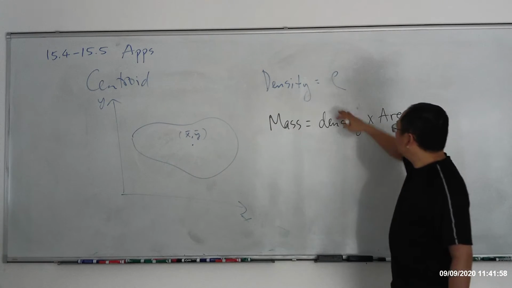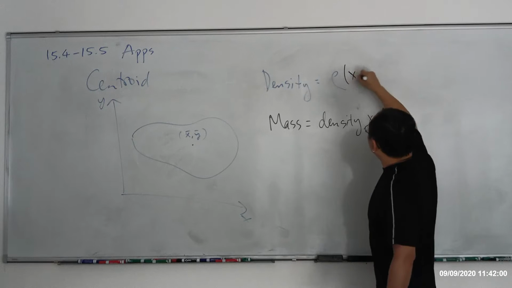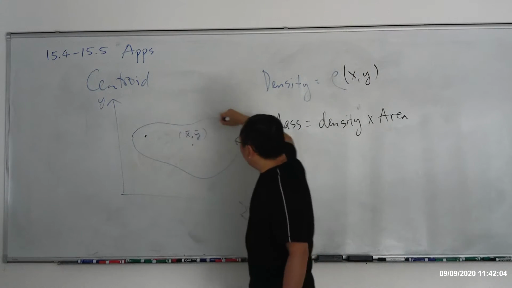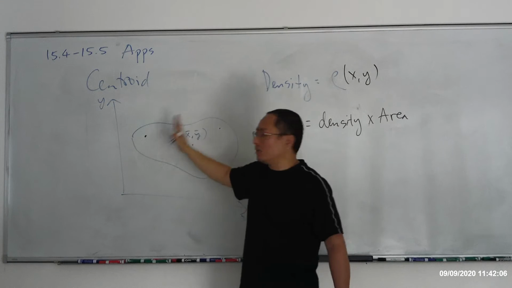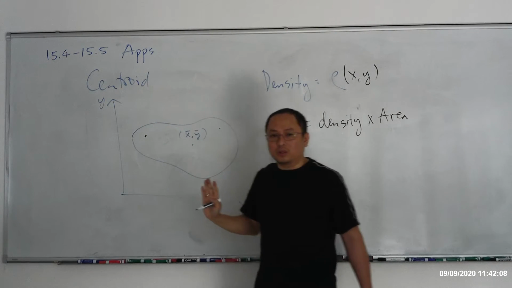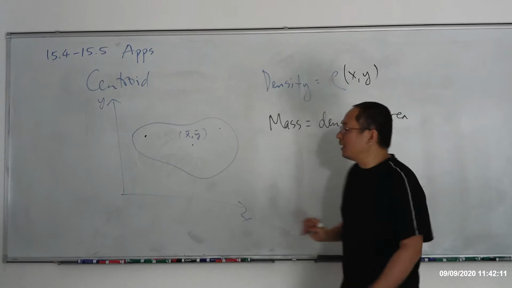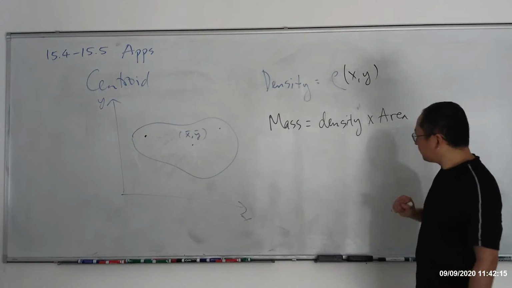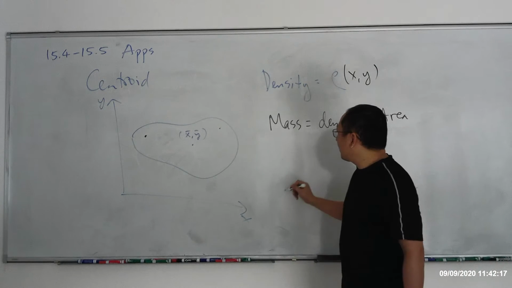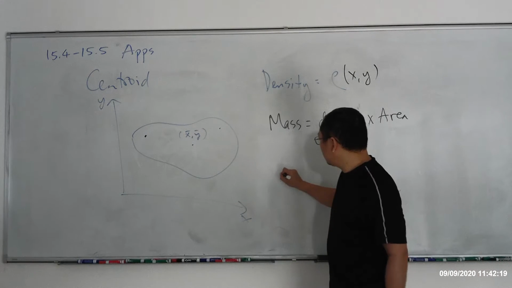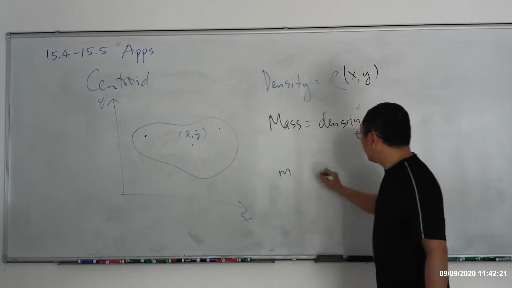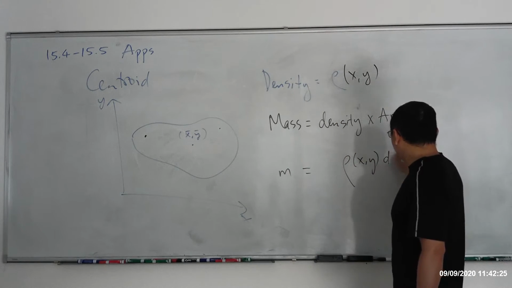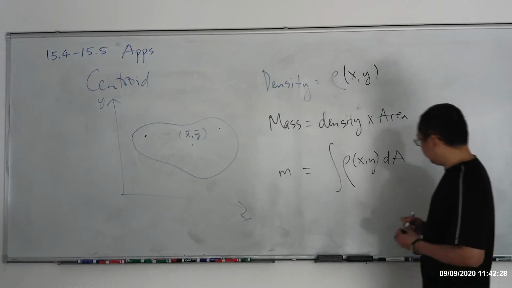The thing is, density now is a function of x, y. It means the density at that point right there may not be the same as the density at the point right there. The material is not equally distributed, and some parts would be lighter, with less particle concentration than others. And then the idea to calculate the mass of the whole object, let's denote it by little m, is rho of x, y times dA, and then integral.